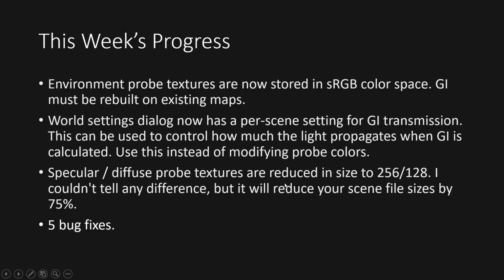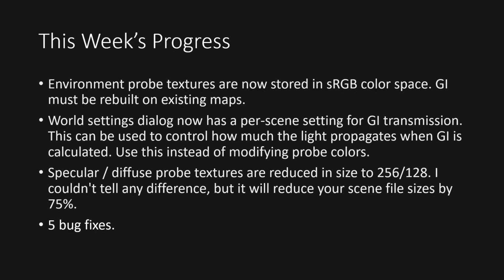So this week, here are the changes I made. Environment probe textures are now stored in sRGB color space. I noticed there were some color precision issues in some of the reflections and the diffuse lighting, so that actually looks a lot better. You'll just need to recalculate the GI calculations on your existing maps, but it'll work just fine as long as you have the current shaders.